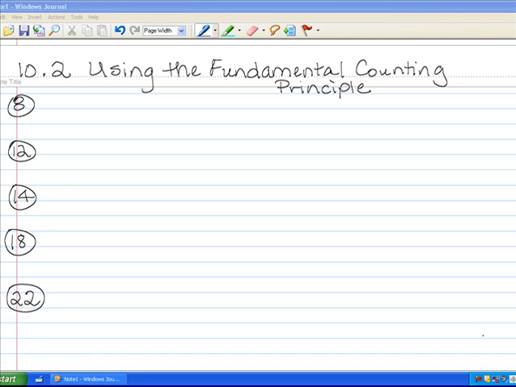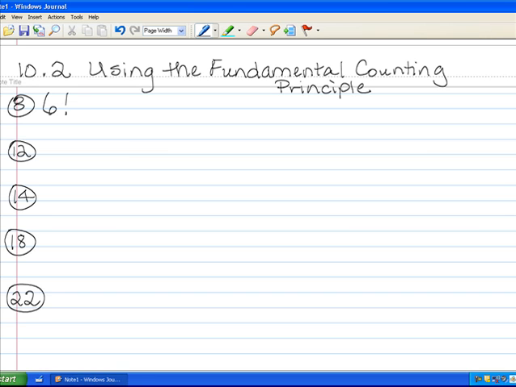Today we're looking at some sample problems from section 10.2 on using the fundamental counting principle. I'm going to begin with exercise number 8 on page 541. This is the 12th edition that I'm working from, so it could be in some cases that you're working from a different edition.